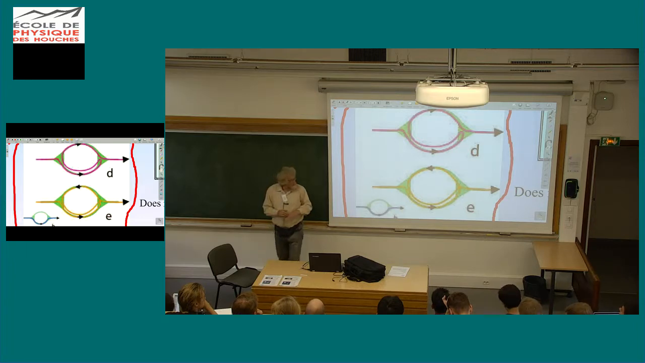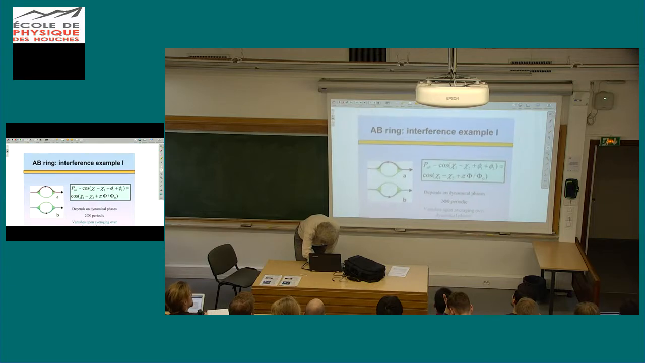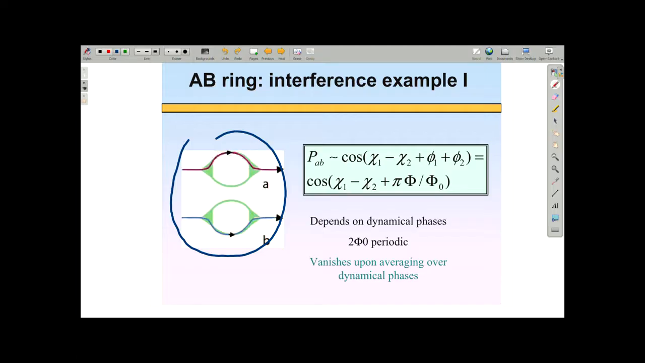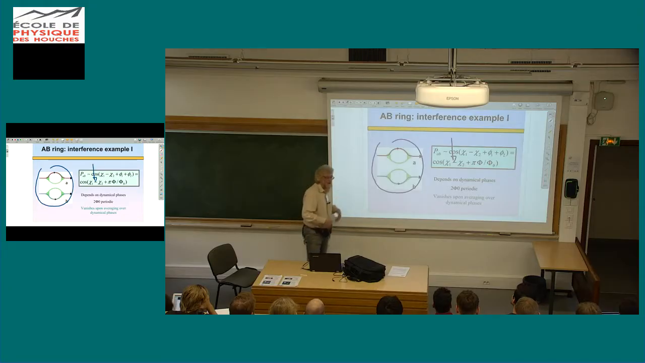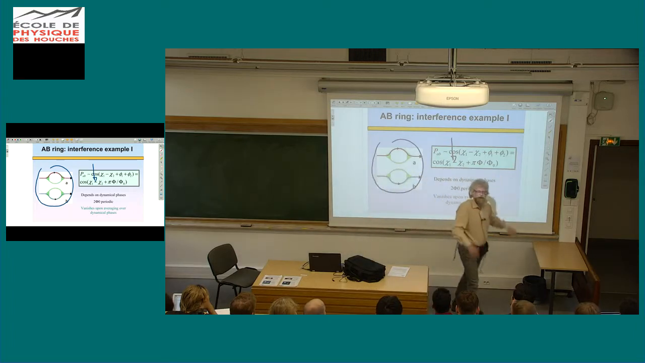No, wait. You just have many contributions of pairs, as on the previous slide. Let's see. There is one pair with a certain value of dynamical phase, plus you have another pair, you have a zillion of these pairs, they come all with random phases, so the effect vanishes.